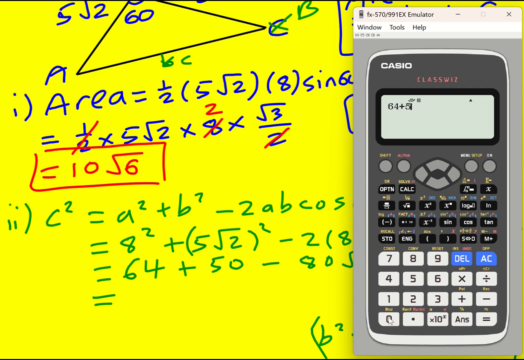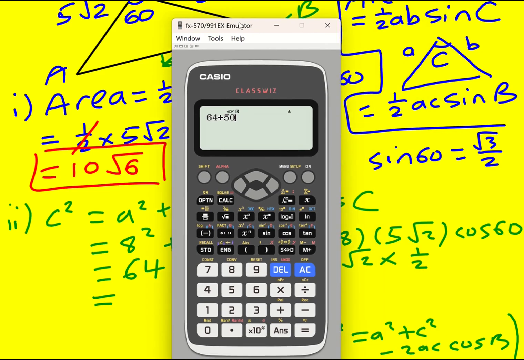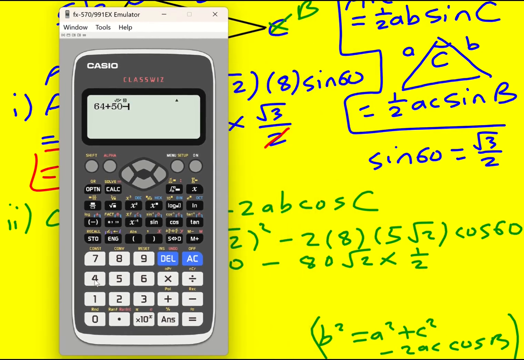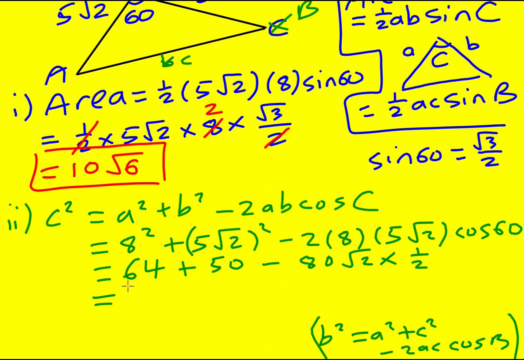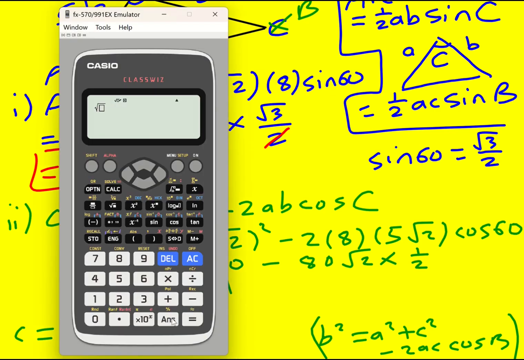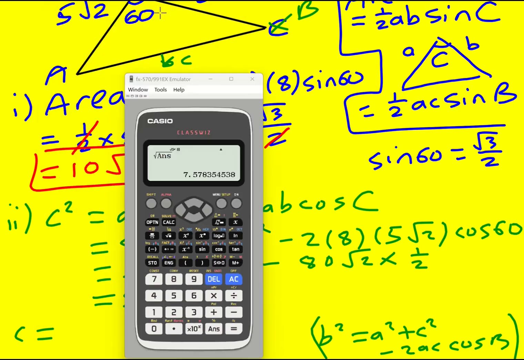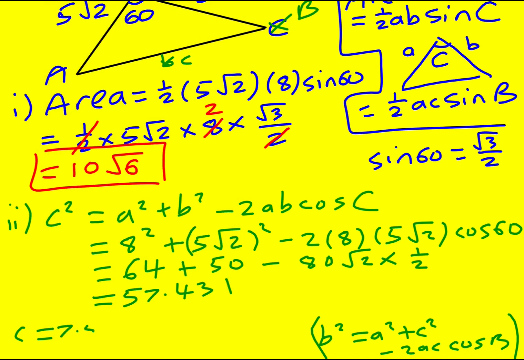64 plus 50 minus 40 root 2. 57.431. But of course, we actually need to then square root this. 7.5783, which to three significant figures will be 7.58 centimeters.